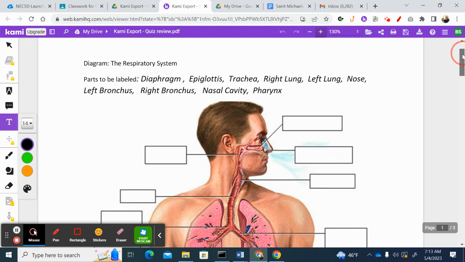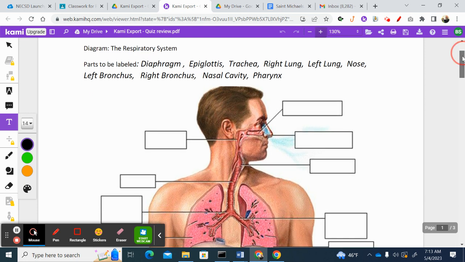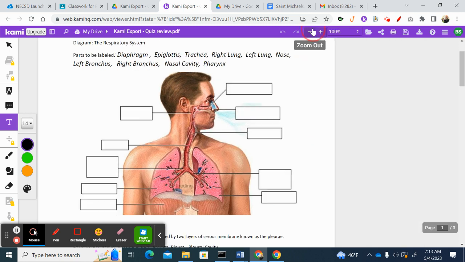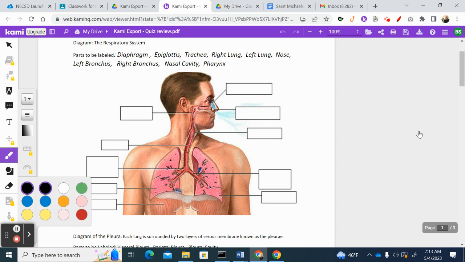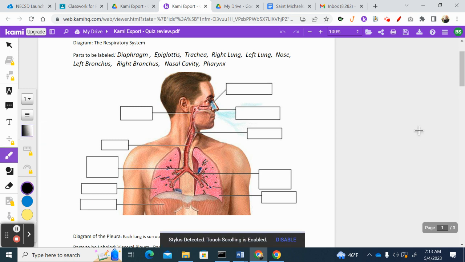Quiz review. All right, we have to label these parts. We can do that. We're going to use that word bank up on the top. Our first word is diaphragm, and this is the diaphragm down here.